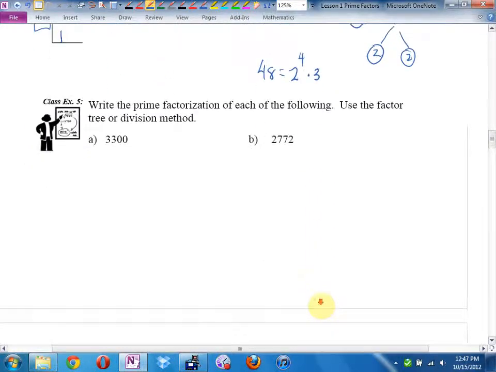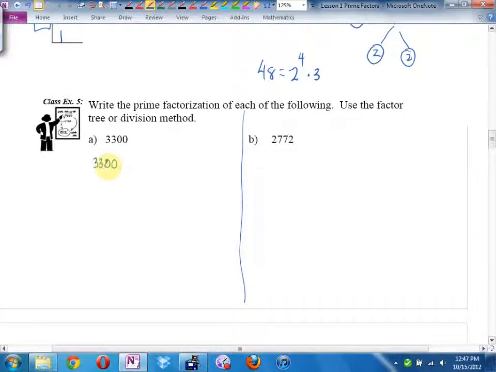So, example 5. This method works great for really big numbers, like 3,300 or 2,772. It says, write the prime factorization for each of the following. Use the factor tree or division method. You know what? Let's use the division method for A, and let's use a factor tree for B. So let's draw a little line down the middle right here.